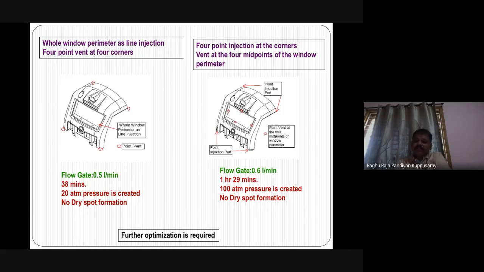From this we can understand that I cannot use constant volume injection, because whenever I use constant volume injection, whether it is a line port or a point injection port, you get more pressure drop within the mold. So you cannot afford to have a volume injection.